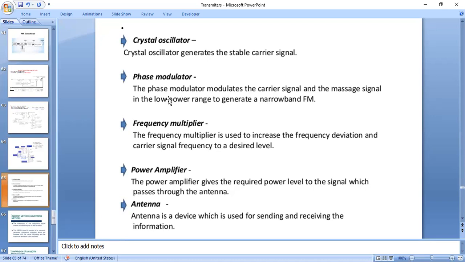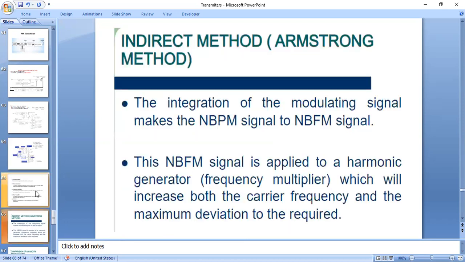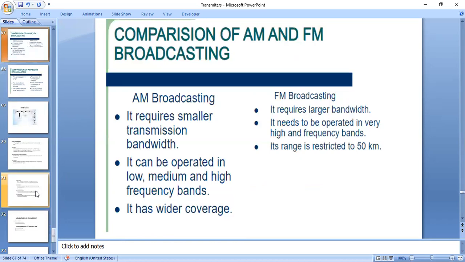And from the phase modulator you will get the narrowband FM, and the frequency multiplier increases the frequency range, so that the frequency deviation is also increased. And the power amplifier gives the required power level to transmit the signal to the antenna. And the antenna is a device, we know, used for sending, and it can also receive the information. So this is the Armstrong method. From this Armstrong method you can get the FM signal by using a phase modulated signal, and this is also called the indirect method of generation.